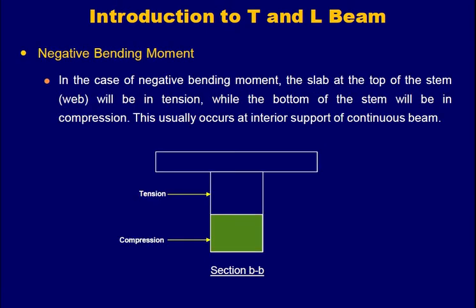As I mentioned on previous slide, that negative bending moment will not be a problem. In case of negative bending moment, the slab at the top of the stem will be in tension. See, the slab is in tension. Also, this part of the beam is in tension, while the bottom of the stem, this web, is in compression. This usually occurs at interior support of continuous beam, as we have seen previously.